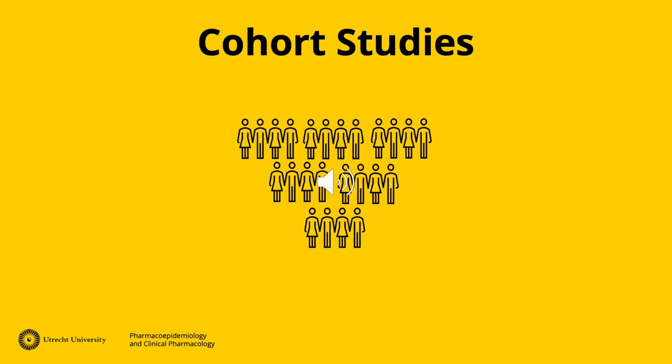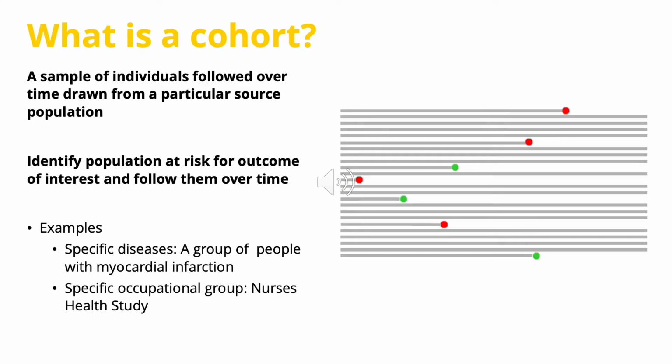So now we're going to go into cohort studies in particular. So what is a cohort? Well, it's quite simple actually. A cohort is just a sample of individuals who are followed over time, and they're drawn from a particular source population. So essentially what you want to do is identify a population who's at risk of a particular outcome of interest that you want to study, and then you follow them over a given period of time.